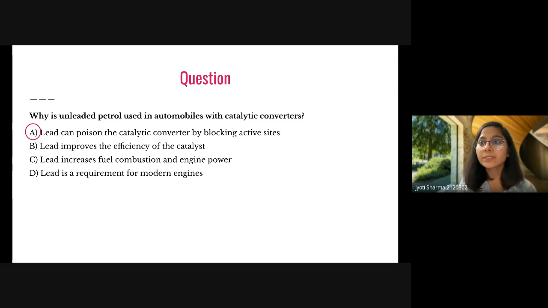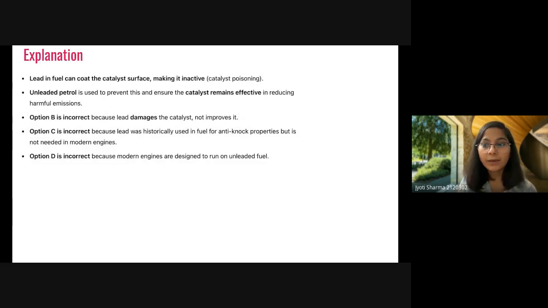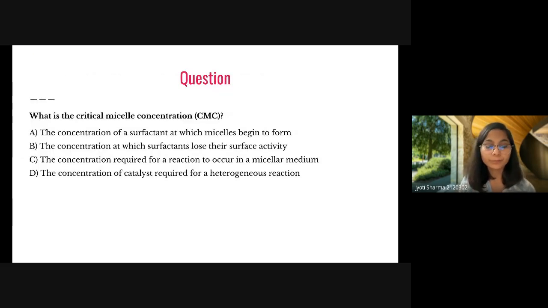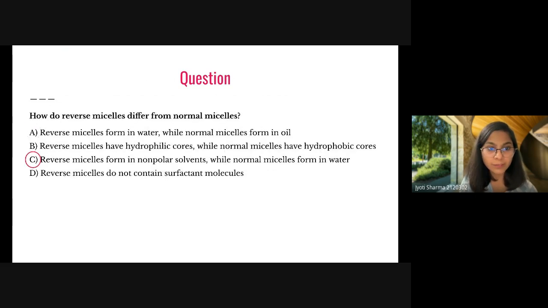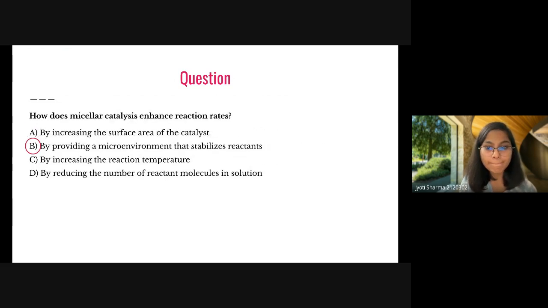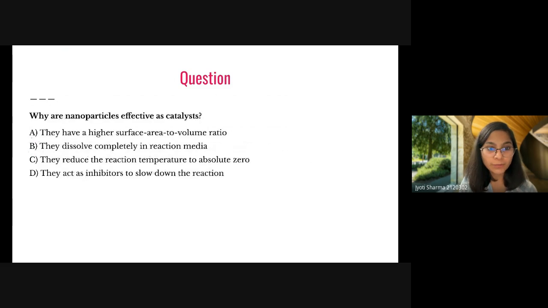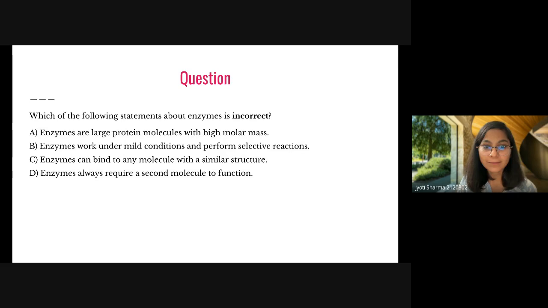Okay, let's complete this in 1 or 2 minutes. We have already discussed this; this is something very similar. Let me go to some important questions. Why are nanoparticles effective as catalysts? Because nanoparticles have a high surface area to volume ratio. That's why they are very effective as catalysts. So A is the right answer.